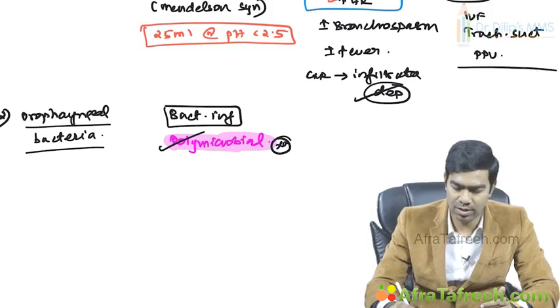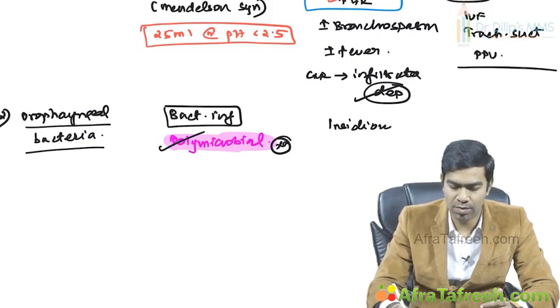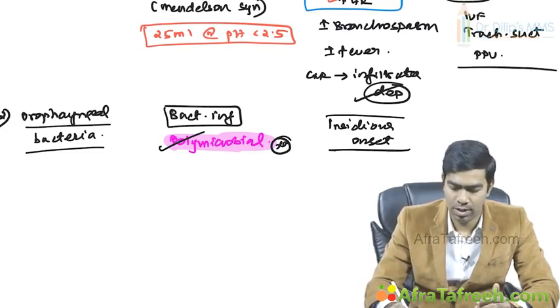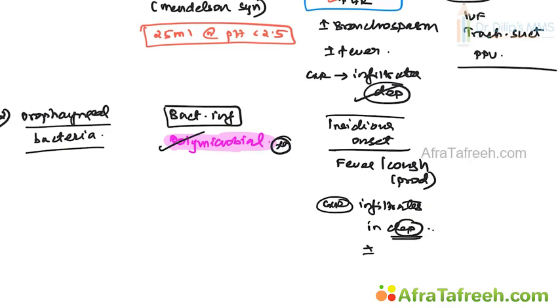So what will be the clinical features? If you purely aspirate only the oropharyngeal bacteria, they will be more of an insidious onset, which means very indolent. They can have symptoms for a long time without coming to the hospital. They have fever and a productive cough, and you will be expectorating frank pus. That's why we call it purulent sputum. And on chest X-ray, again, you will have infiltrates or even abscess in the dependent areas. Clear?